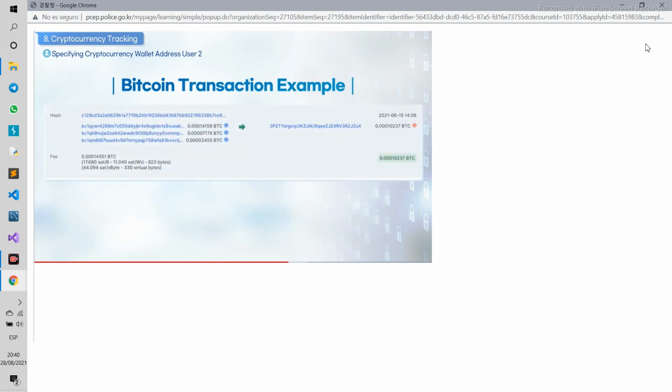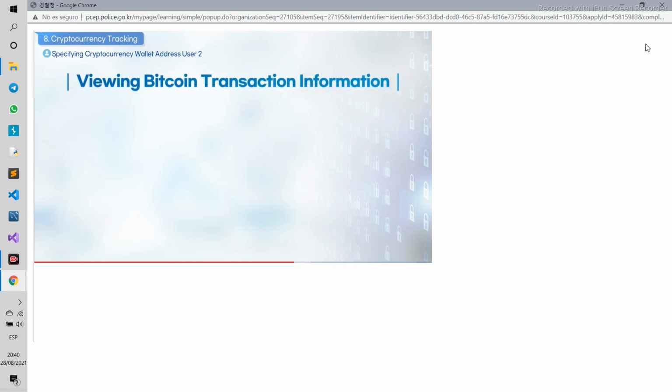In this transaction, the balance stored in 3 addresses was combined and transferred to another address. From the transaction information, we can know that the 3 addresses on the left are actually addresses managed by one wallet. Ethereum also allows you to view transaction information on the web.